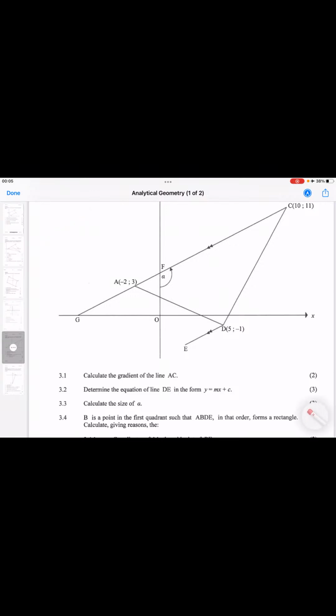So very quickly, let's look at 3.2. The diagram itself might look a bit complicated or scary, but trust me, the questions will guide you in terms of what to do. 3.2, and that question is allocated 3 marks. And they say determine the equation of line DE in the form y equals mx plus c. But now, where is D, where is E? D, E. There is the line.